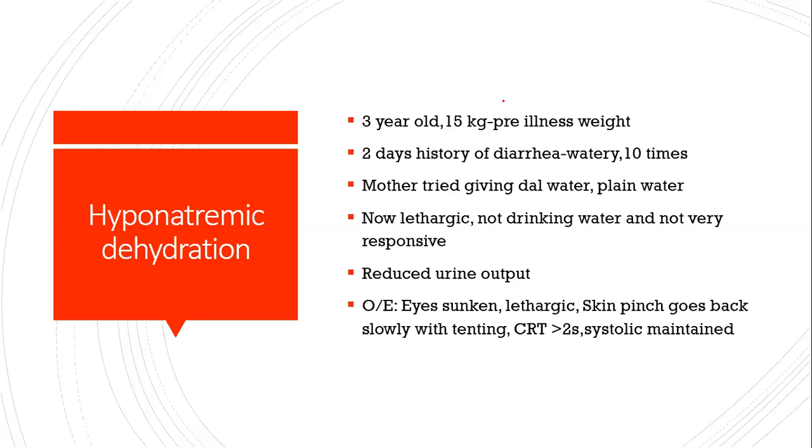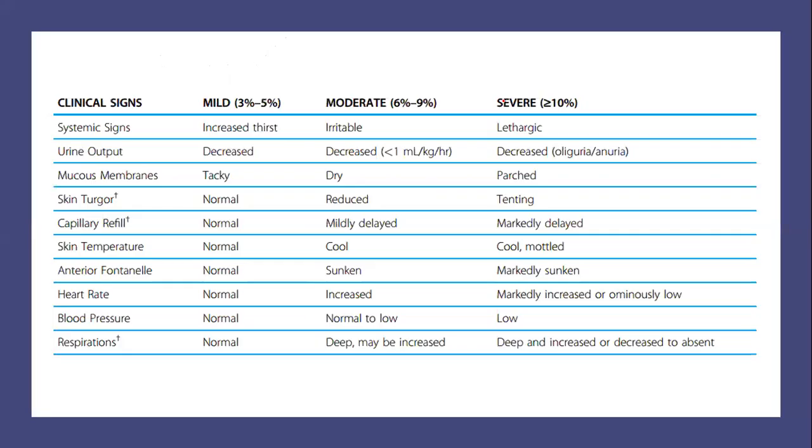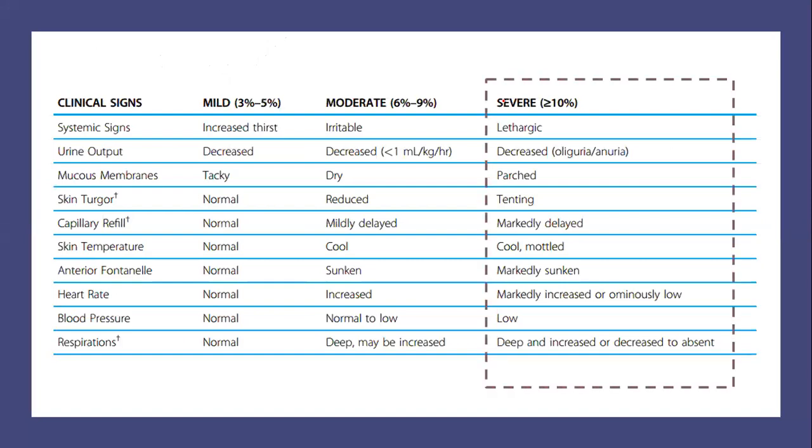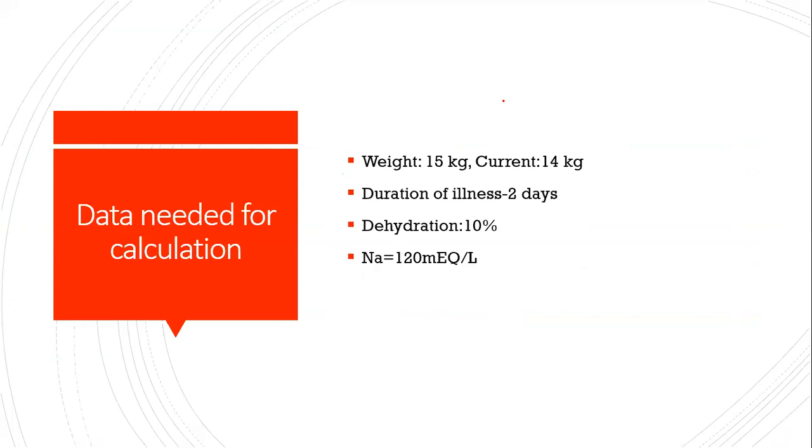Note that this mother has given just water and dal, etc., which do not have the actual constituents required to replace the losses. So, what do you expect? You expect a hyponatremic dehydration. Using this chart to calculate dehydration, if you see, this child is definitely in severe dehydration, but without a very low blood pressure. Okay. So let us assume this child's current weight is 14 kgs.